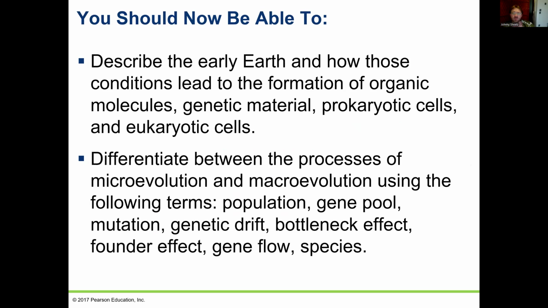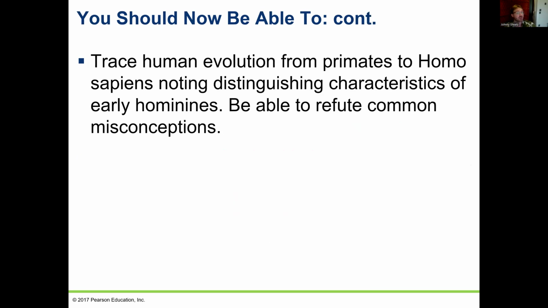Alrighty, folks. So this should have given you a bit of a ballpark understanding of the early Earth and how conditions lead to the formation of organic molecules, genetic material, prokaryotic cells, and eukaryotic cells. The differentiation between the processes of microevolution and macroevolution using these terms: population, gene pool, mutation, genetic drift, bottleneck event, founder event, gene flow, and species. And you should have an understanding of human evolution from the primates to Homo sapiens, noting distinguishing characteristics of the early hominids. Try to get to a point where you can refute some of the common misconceptions that we talked about, and you're golden.